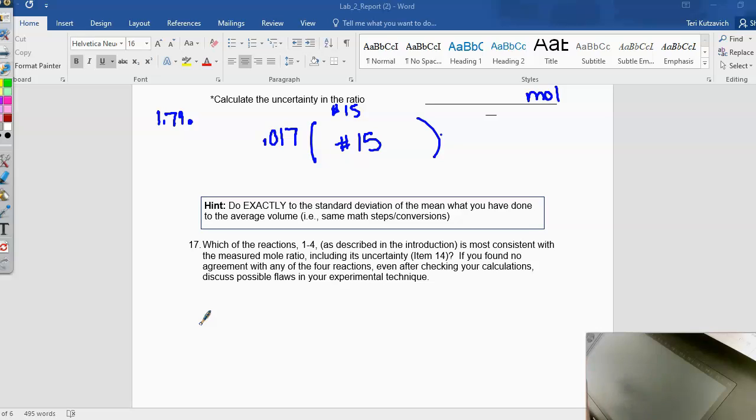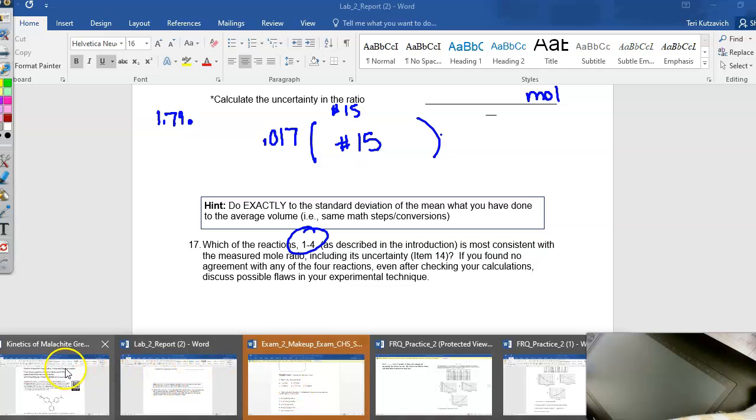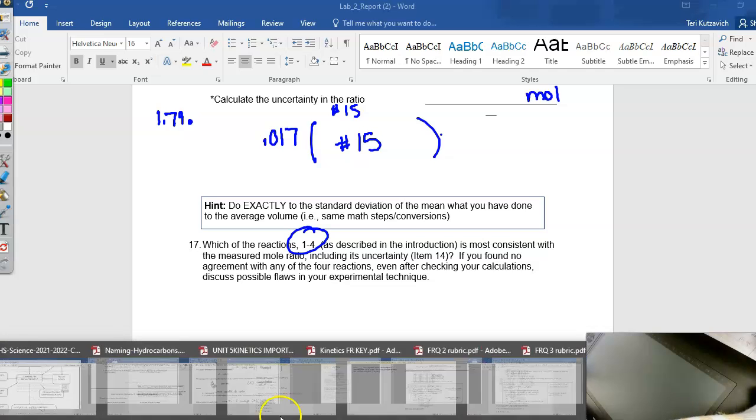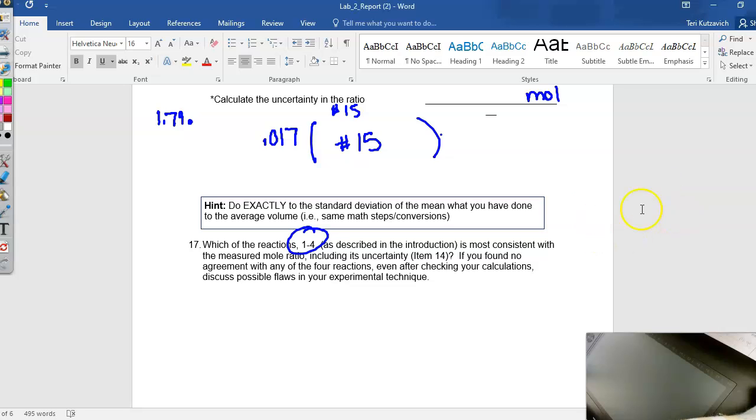Okay? And that's just saying that your mole ratio is going to be plus or minus that number of moles, which is fine. For this one right here, you have to pick reactions 1 through 4, and if you don't know where those reactions are, they're on the original lab experiment write-up. You were given 4 equations, and then just make sure you write sentences here explaining why you picked the ones you did. Okay? So hopefully that helped you a little bit.